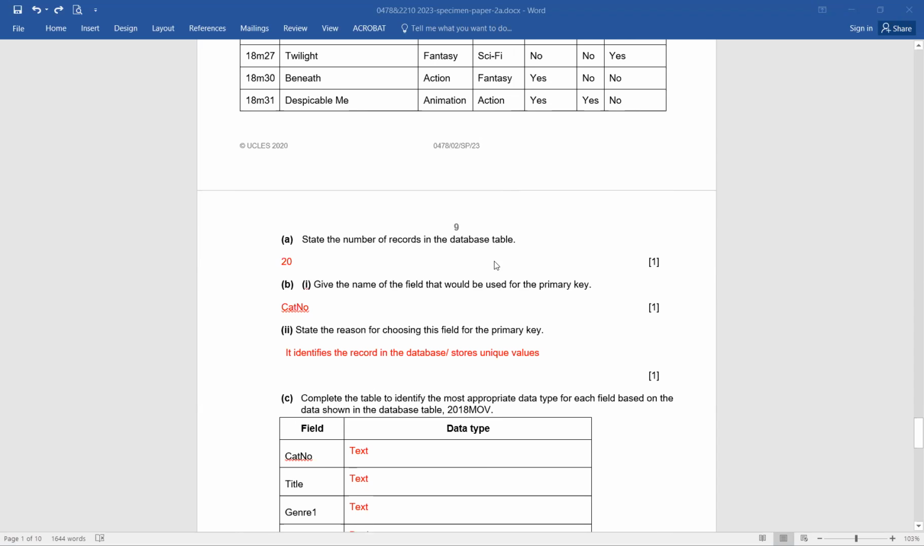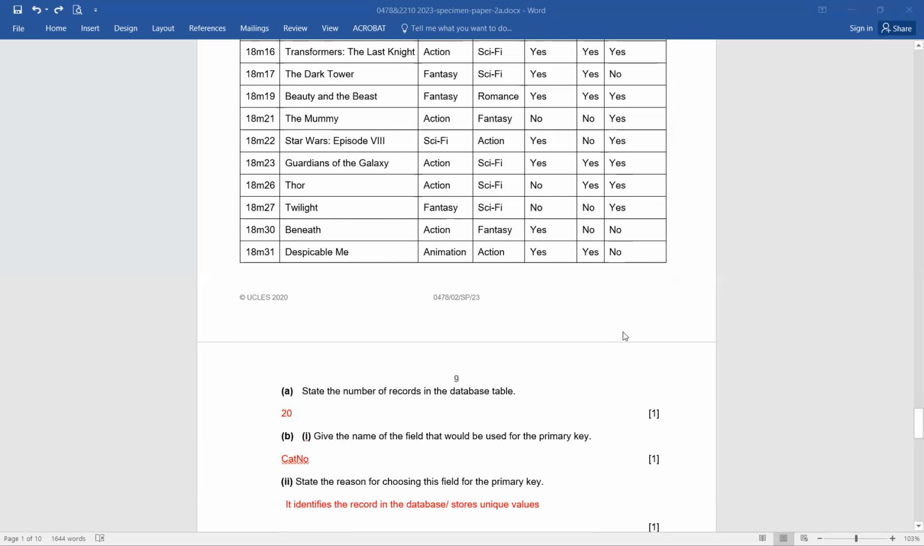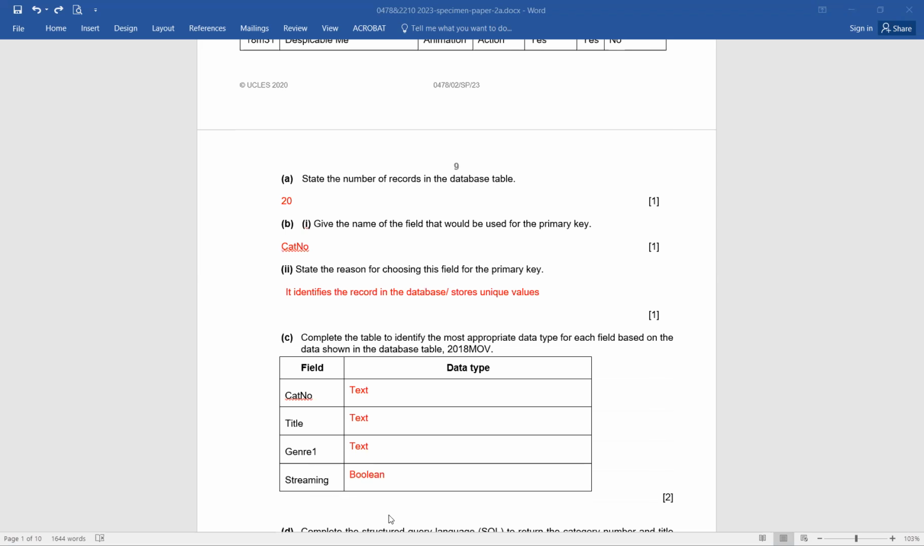And then streaming. You can see streaming contains yes or no, and we have learned that yes or no means Boolean value. That is why the most appropriate data type for this one will be Boolean. So in this manner, you can mention the data type and you'll easily be able to score the marks mentioned here, which is 2. Easy?